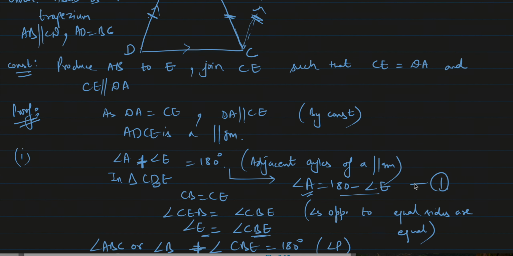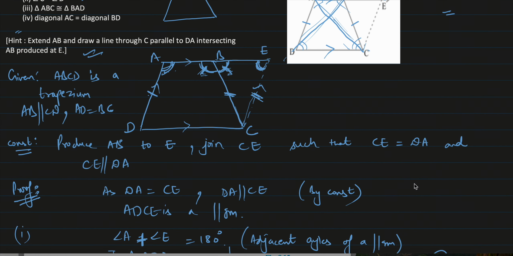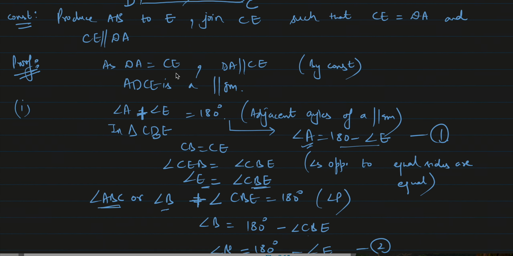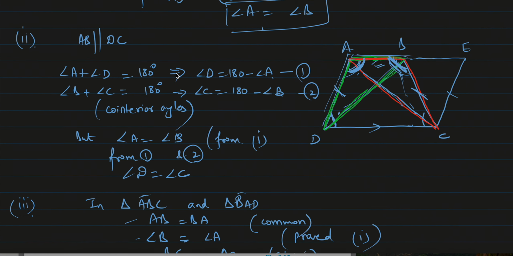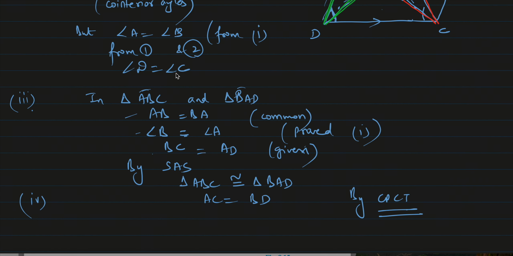We just used a few properties of parallelogram, isosceles triangle, and then trapezium, adjacent angles on the same side of the transversal add up to 180, and then in the third part the congruency by SAS, and the last part diagonals equal by CPCT. So these are the three questions. Please practice them and revise them properly.